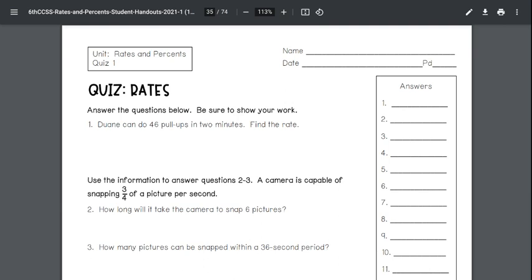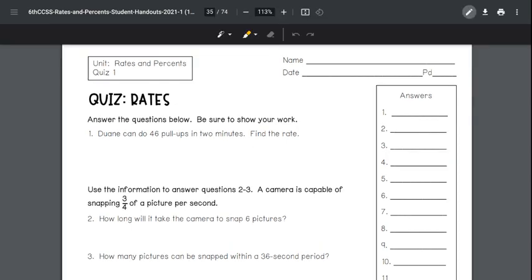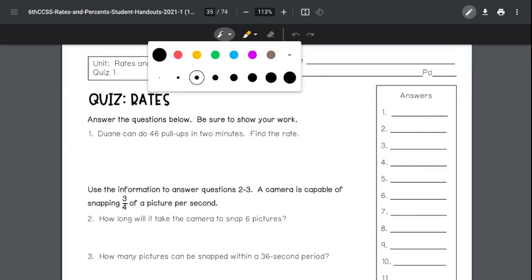Alright, this is your review for your rates quiz. If you're making corrections, make sure you have a scrap piece of paper and you write down all of the steps.